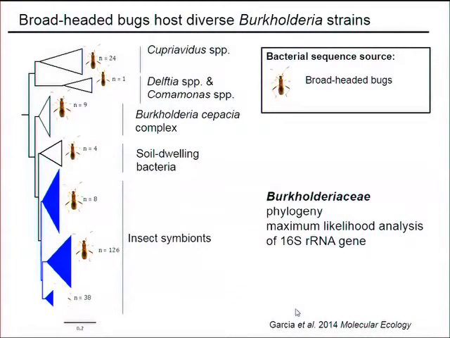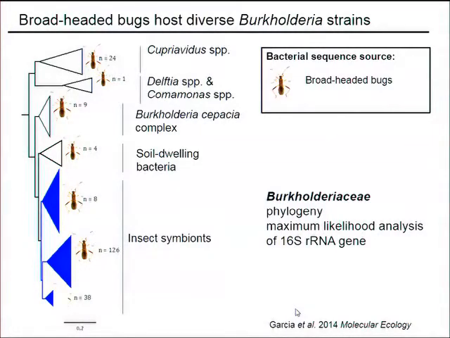What we looked at with Burkholderia is that we found that most of them fall within these 3 clades of insect symbionts. But there are some diverse bacterial strains that we found in these other clades that, unsurprisingly, host soil-dwelling and environmental bacteria, but also have some pathogens in the Burkholderia cepacia complex.